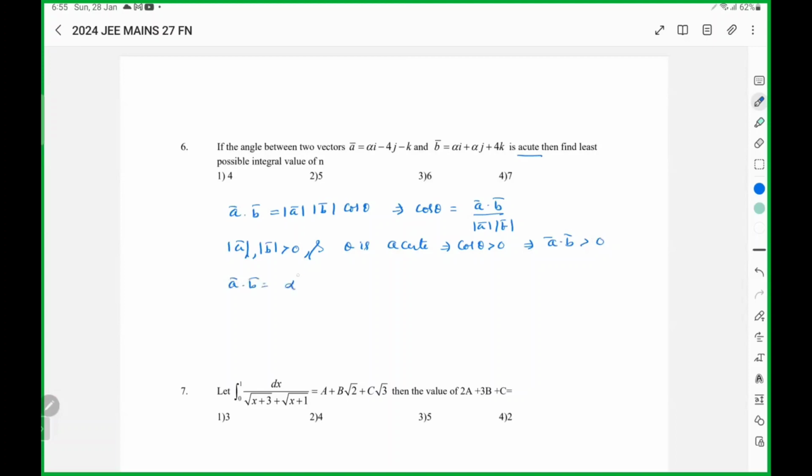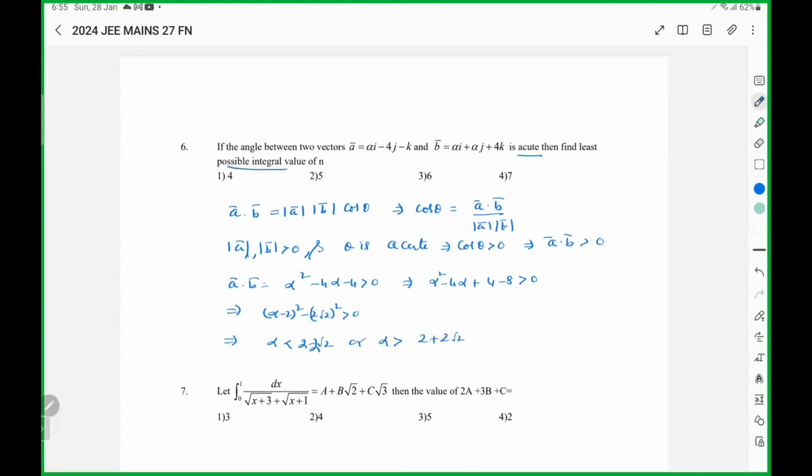A dot B here is, which I can write, plus 4 minus 8, which is (alpha minus 2) whole square minus (2 root 2) whole square greater than 0. Alpha is less than 2 minus 2 root 2, or alpha is greater than 2 plus 2 root 2.